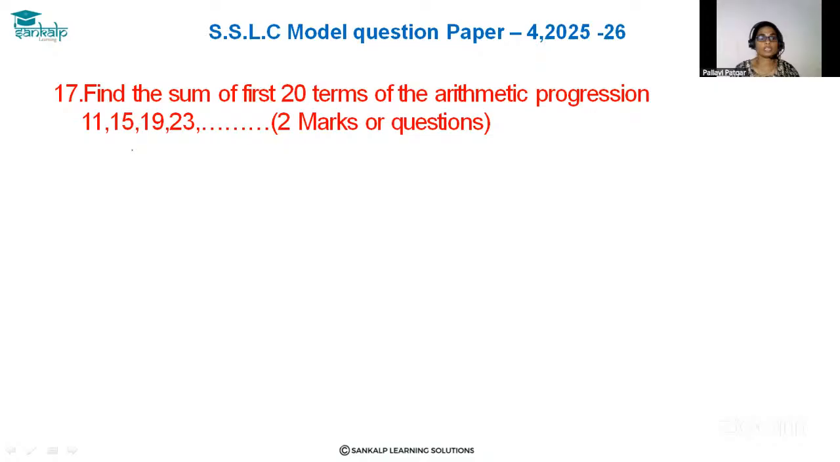Here, the first term a is equal to 11 and the common difference d is equal to 15 minus 11, which is 4. 19 minus 15 is 4. So here the common difference is 4.